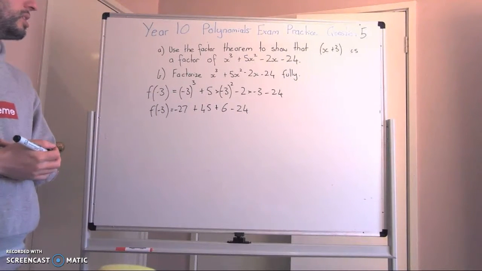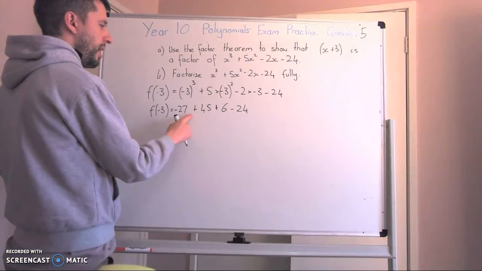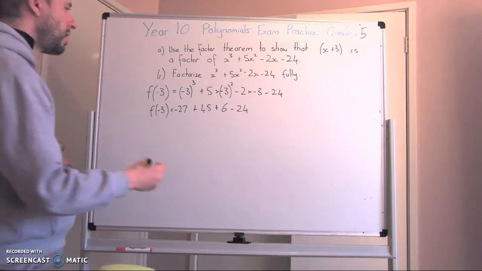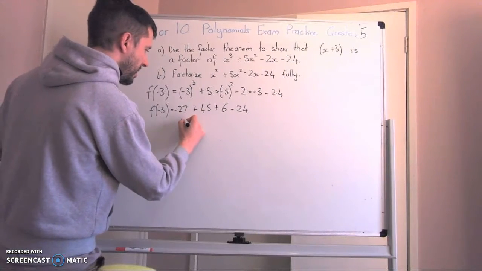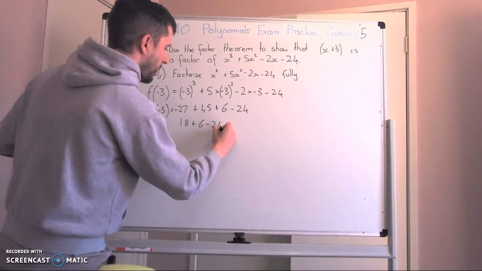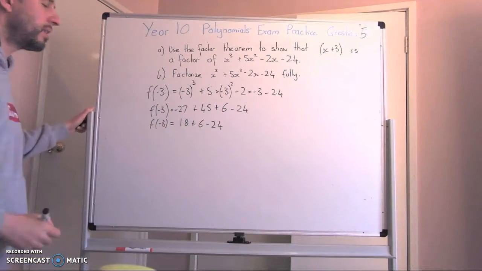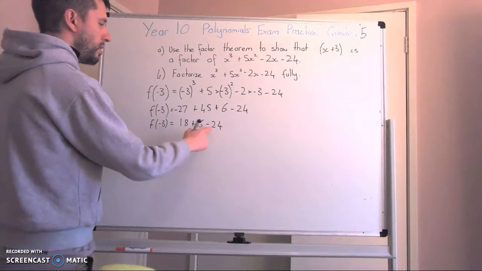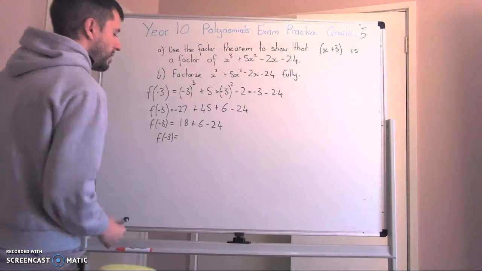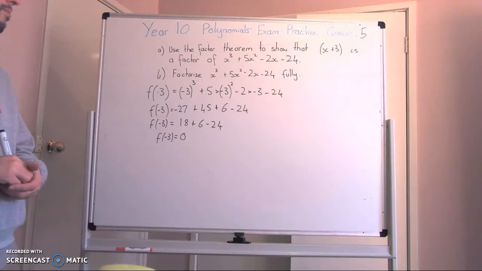Now I just need to simplify this. So I've got negative 27, and I'm adding 45. That gives me 18. So I've got 18 plus 6 minus 24. 18 plus 6 is 24. 24 take away 24 is 0. So the function when x is negative 3 is equal to 0, which means it is a factor.